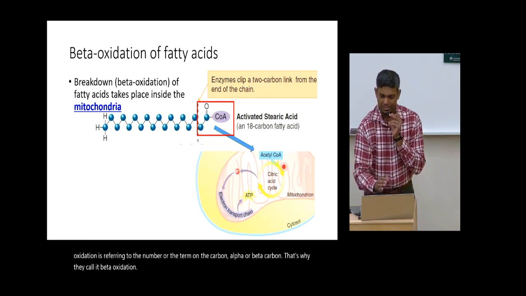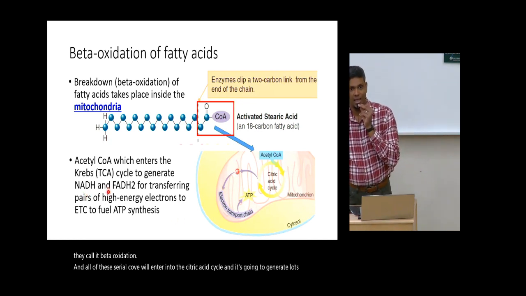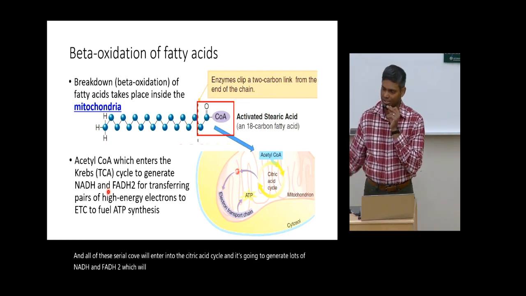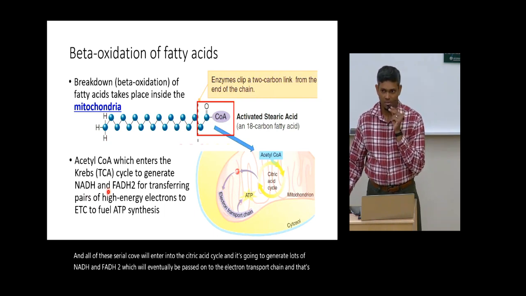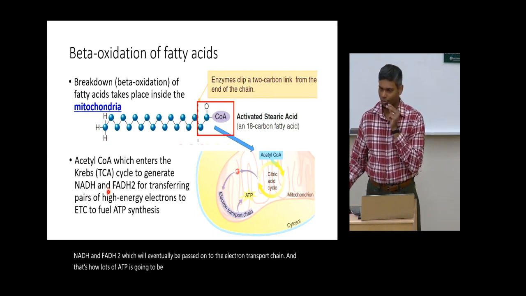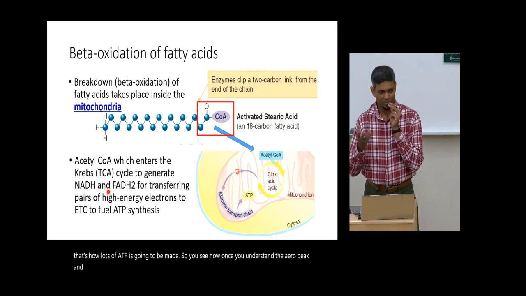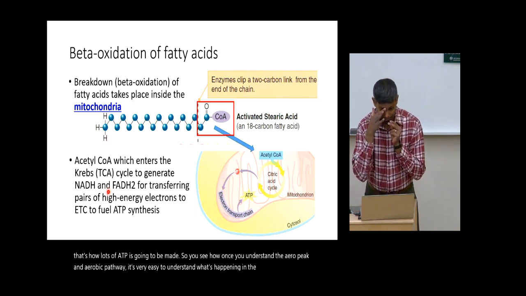And all of these acetyl-CoA will enter into the citric acid cycle, and it's going to generate lots of NADH and FADH2, which will eventually be passed on to the electron transport chain, and that's how lots of ATP is going to be made. So you see how once you understand the aerobic and anaerobic pathway, it's very easy to understand what's happening in fat metabolism as well.